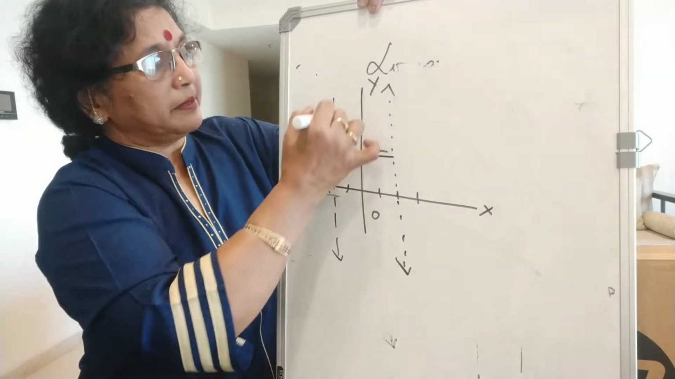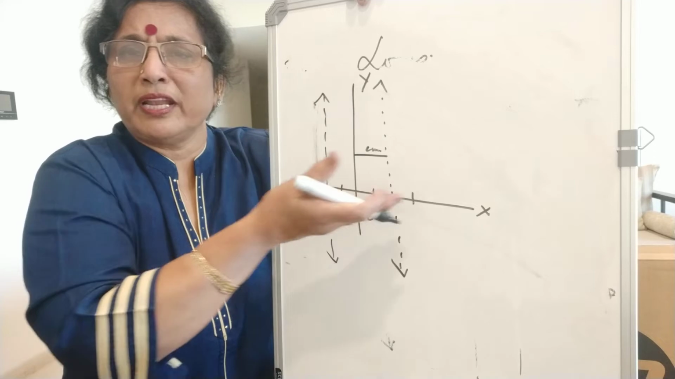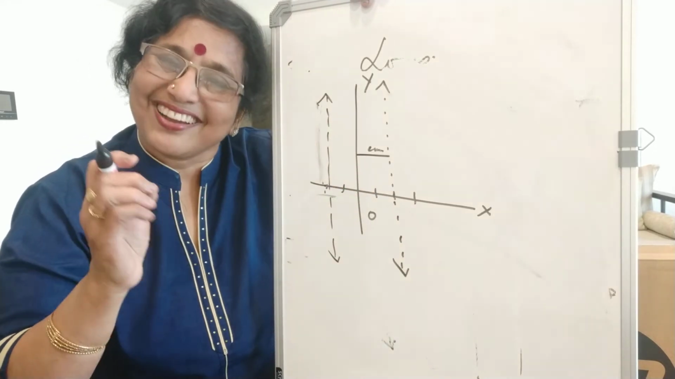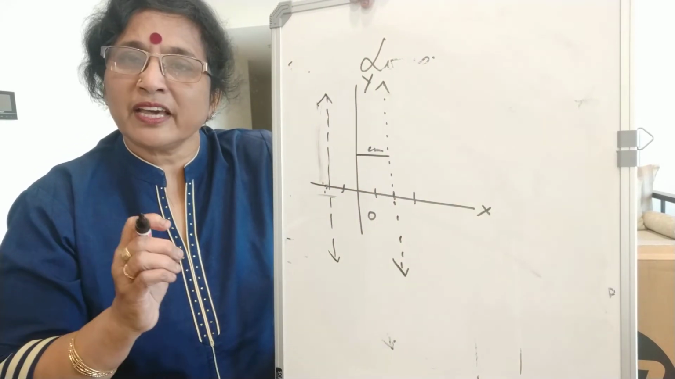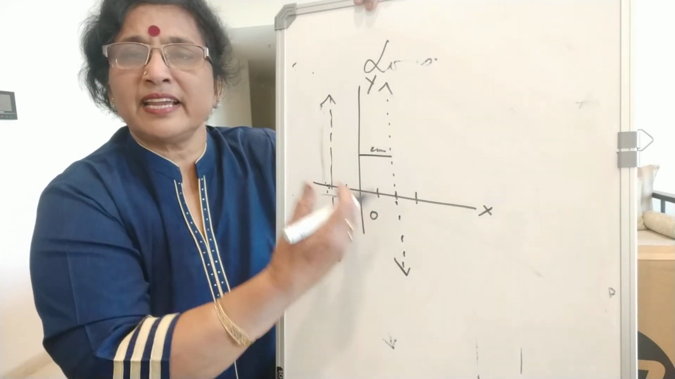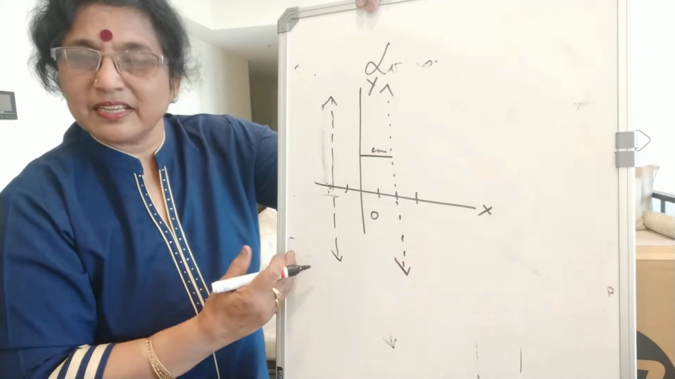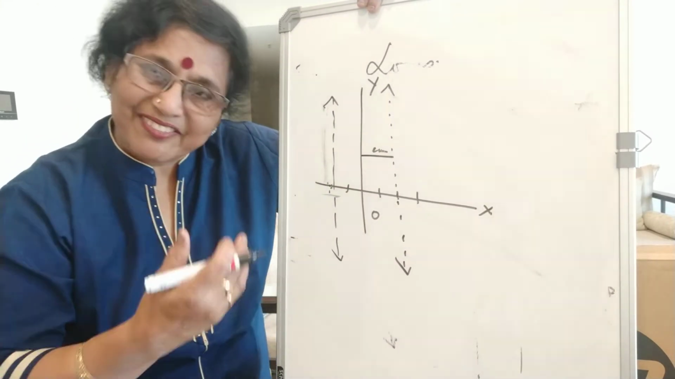Maybe he's left-handed, not necessary. One has drawn this one, one has drawn this one, and both are correct. So who is correct? The one who has drawn both. Unless it is said it's on the right of the y-axis, then this is the line. To the left of the y-axis, this is the line. But I did not mention left and right.